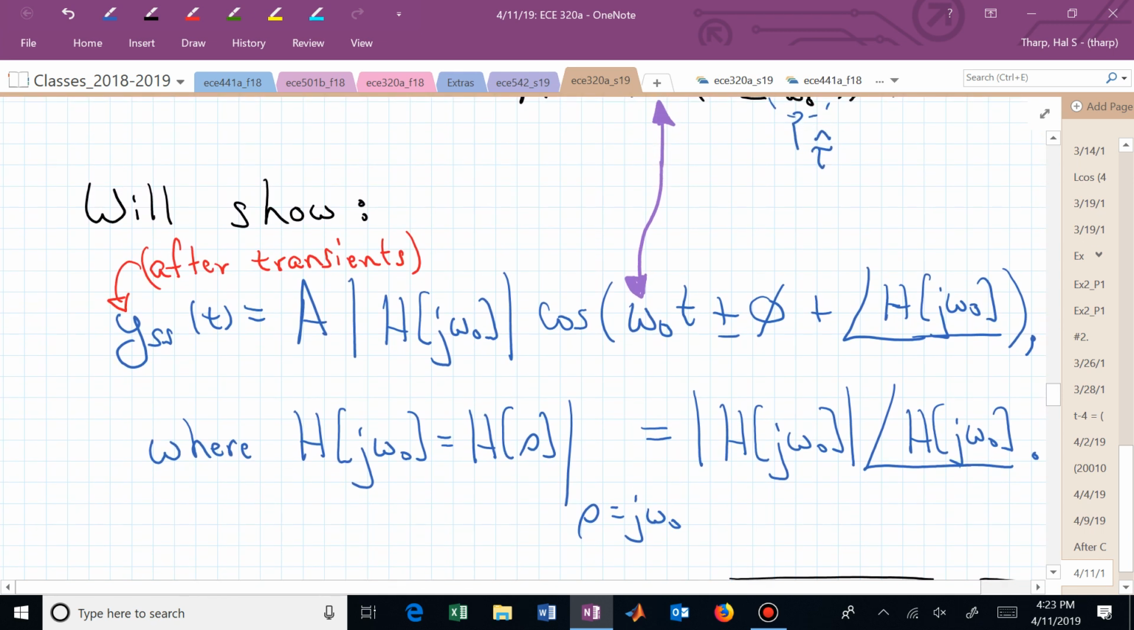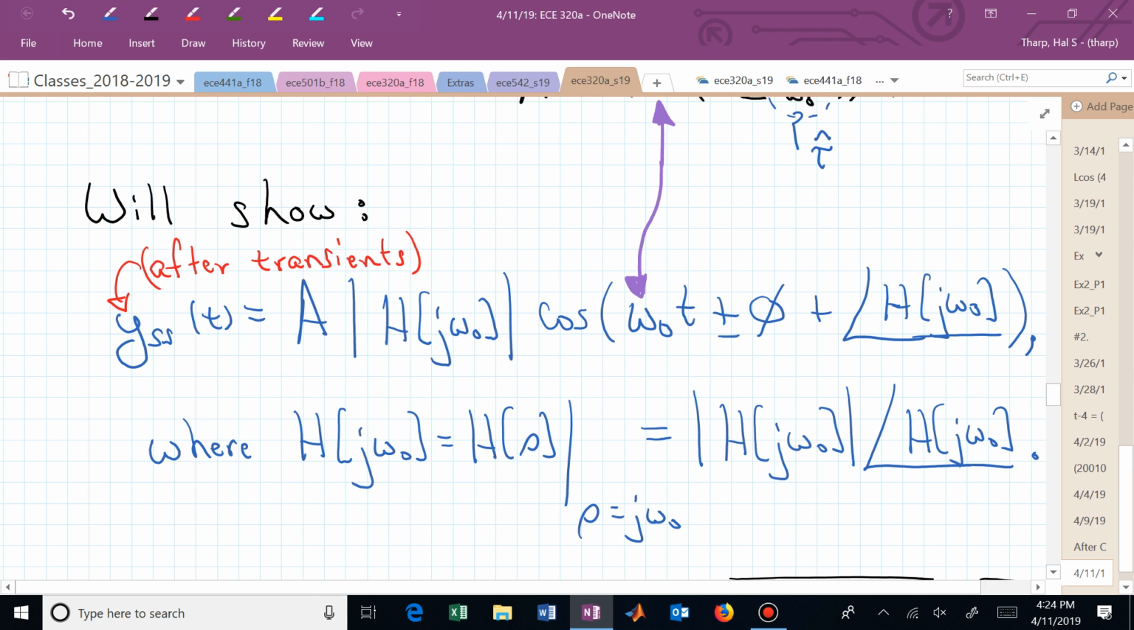And all we're using in this expression is the fact that this transfer function, when we evaluate it at j omega naught, is a complex number. We're just rewriting it in polar form. We're giving it a magnitude and an angle. And once we find its magnitude and angle, boom, we can immediately plug it into this formula.